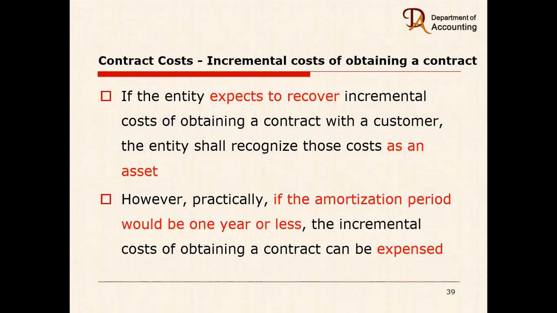You need to simply expense that. Otherwise, you can include it as a part of the contract. So it should be something that you recognize as an asset, and that must be treated as an asset and amortized over the period. Amortize it over the period. Right.